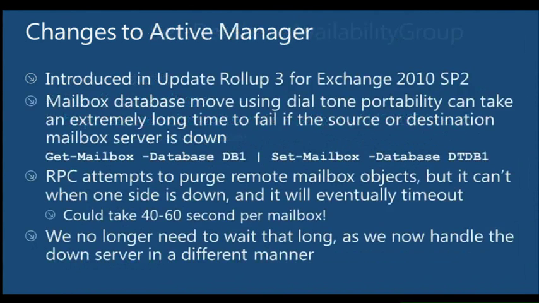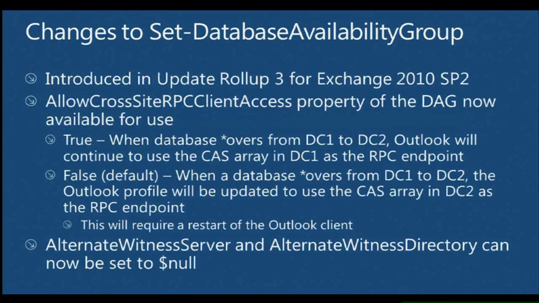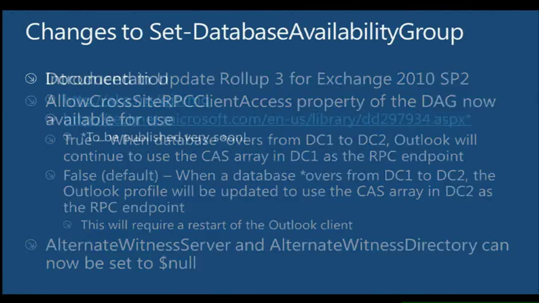Oh, there's one other change too. It's actually not super important, but it's worth mentioning. We did have a bug where if you pre-populated the alternate witness server and alternate witness directory fields ahead of time, and then you decided you wanted to null them out, you couldn't do that through our UIs. Now with update rollup 3, you can. Previously, if you wanted to get rid of them, you had to change them to something else, or go into ADSI Edit and remove those properties from the DAG object itself. You don't need to do that now. If you just need to null them out or erase what's there, you can do that with update rollup 3 as well.